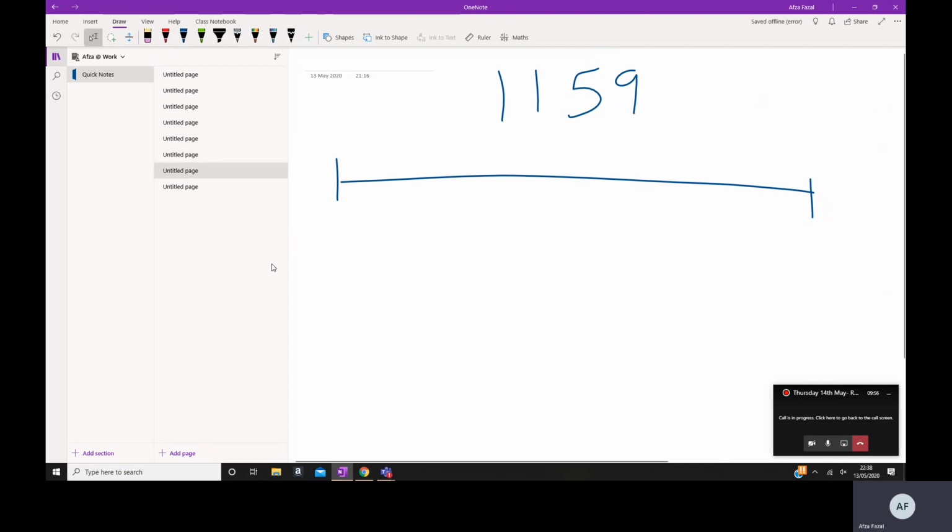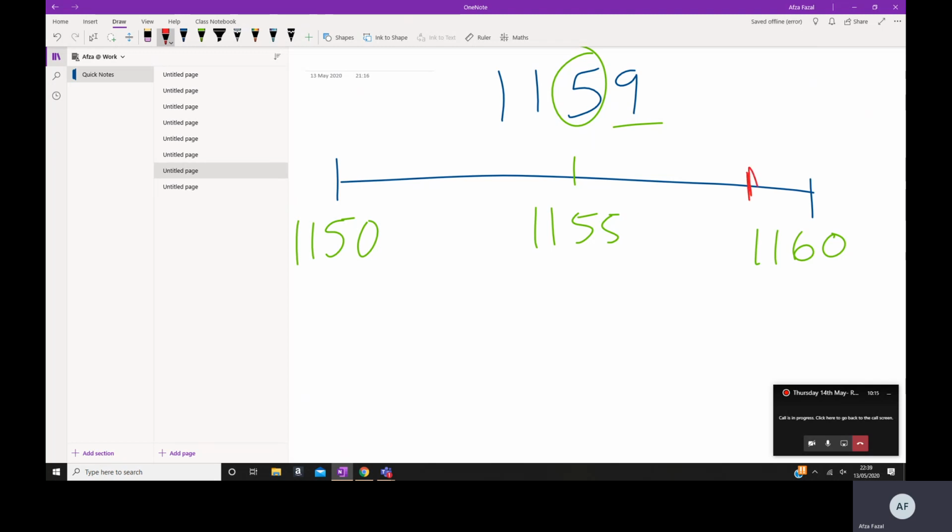Now I'm going to show you round to the nearest 10. I'm going to circle the 5 and underline the 9. Here I'm going to have 1,150, 1,160. In the middle, 1,155. The number would go about here. 0 to 4, slide to the floor. 5 to 9, climb the vine. Because it's a 9, you round up.